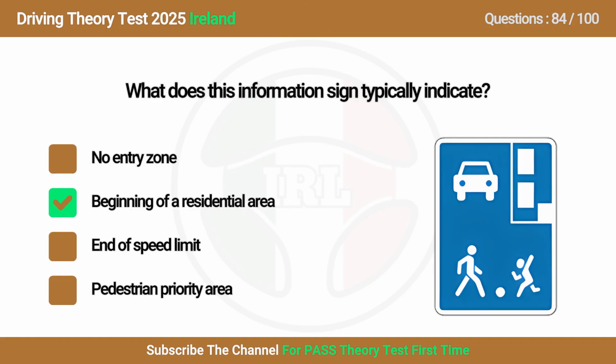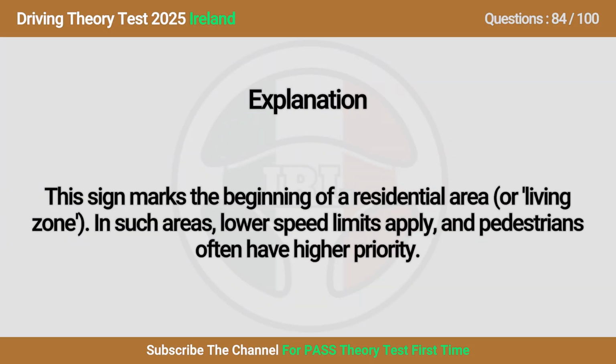Answer is B. Beginning of a residential area. This sign marks the beginning of a residential area or living zone. In such areas, lower speed limits apply, and pedestrians often have higher priority.